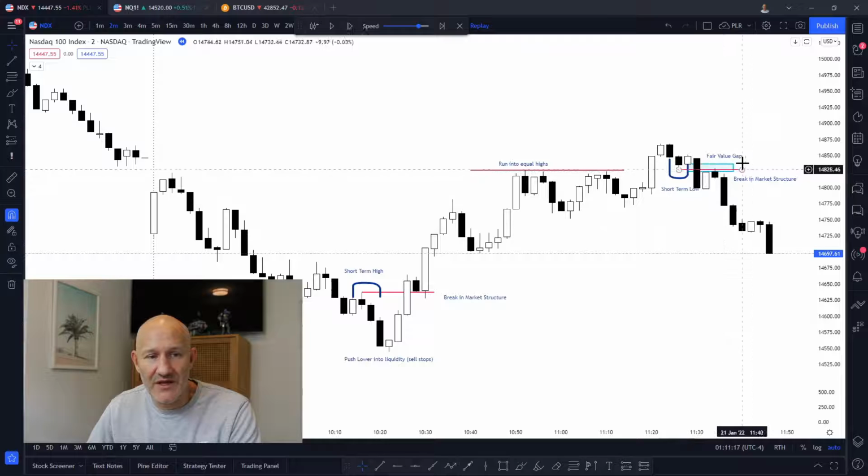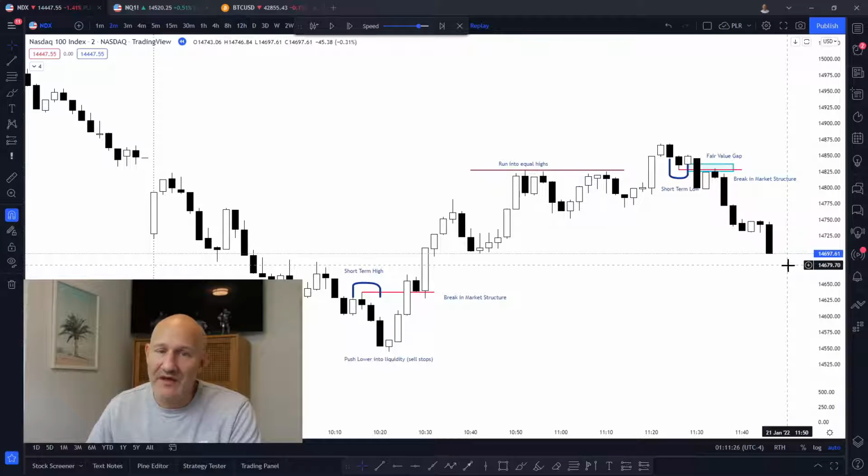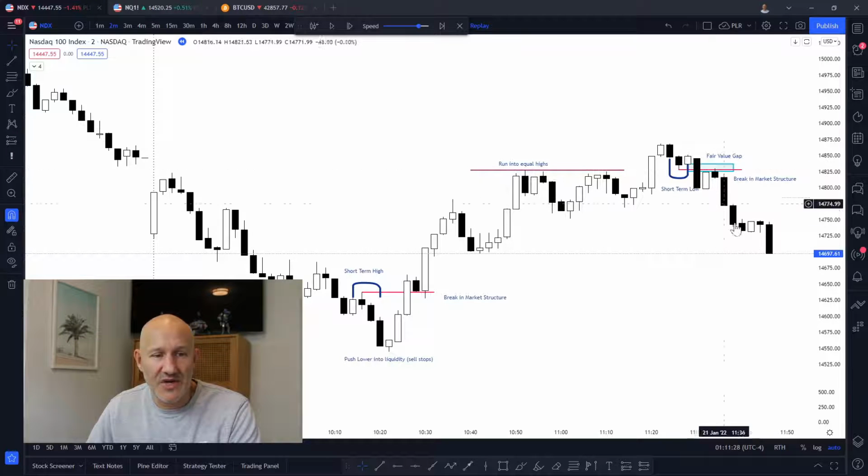So this is the move that breaks market structure. You can see it breaks it here. And this is our fair value gap that's formed here. The market immediately trades back into it before it then runs away. And that's obviously where we would enter that trade.